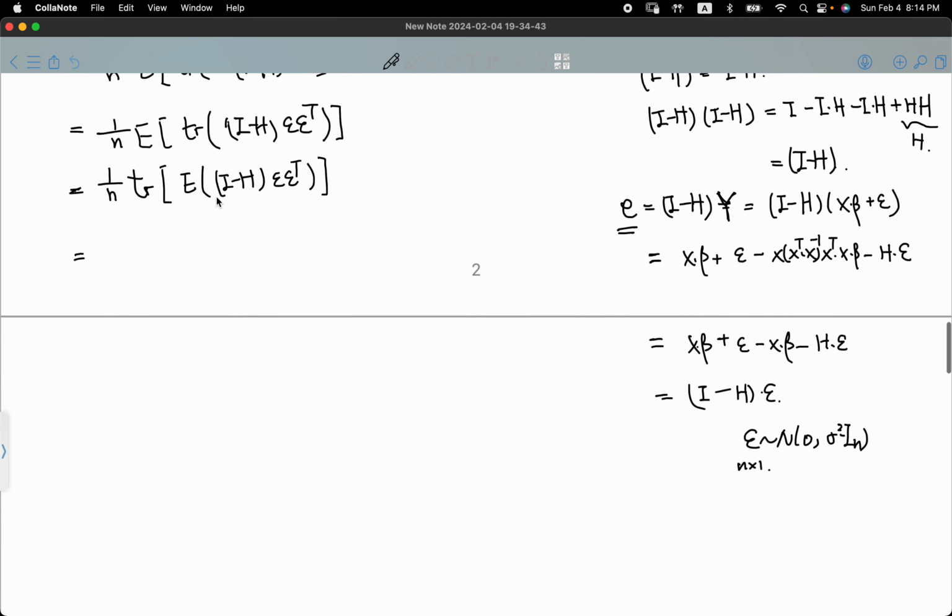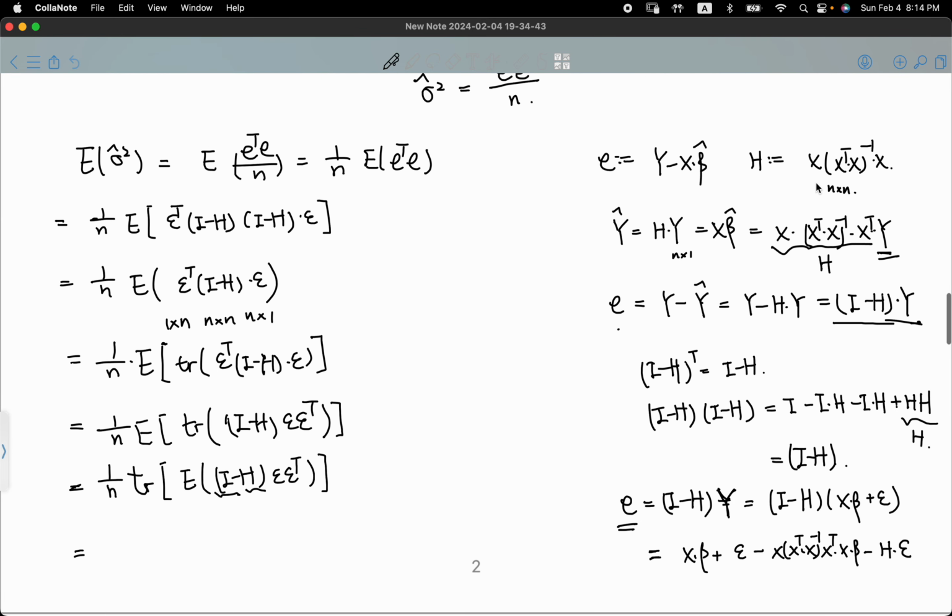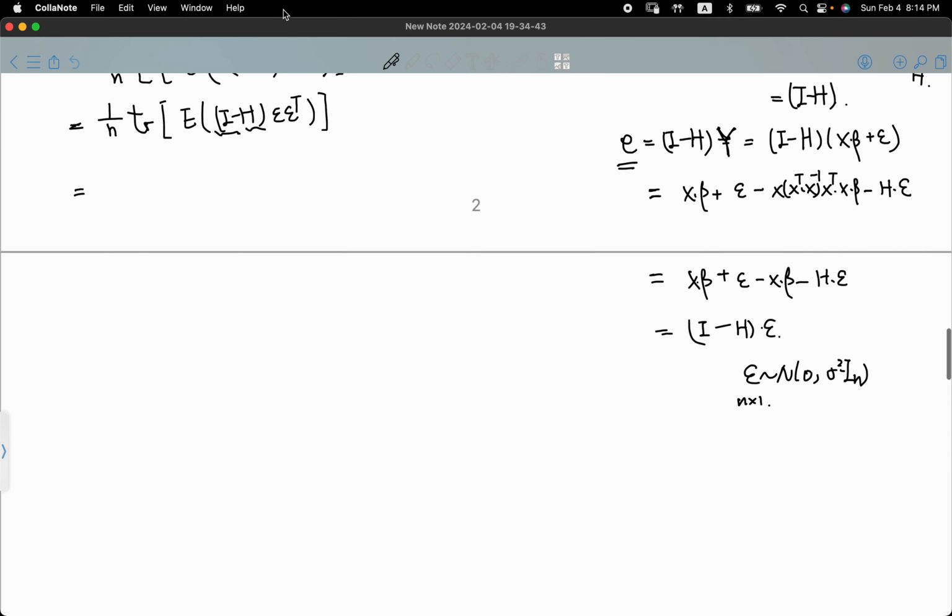Okay, I is a constant. H is only composed of X, which is data, also constant. So we can move it outside the expectation. I minus H, expectation of epsilon, epsilon transpose. So this is an n by n matrix now.